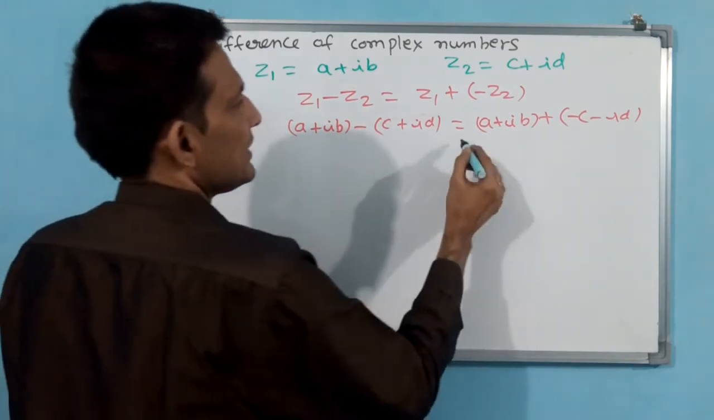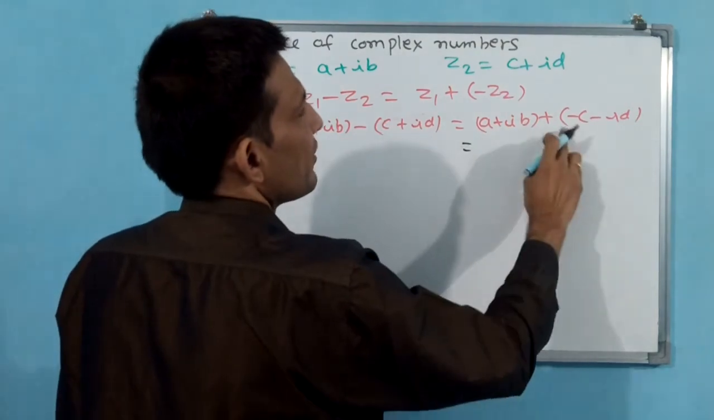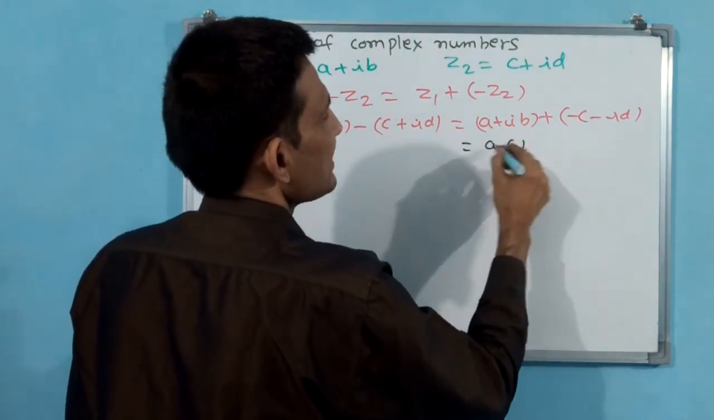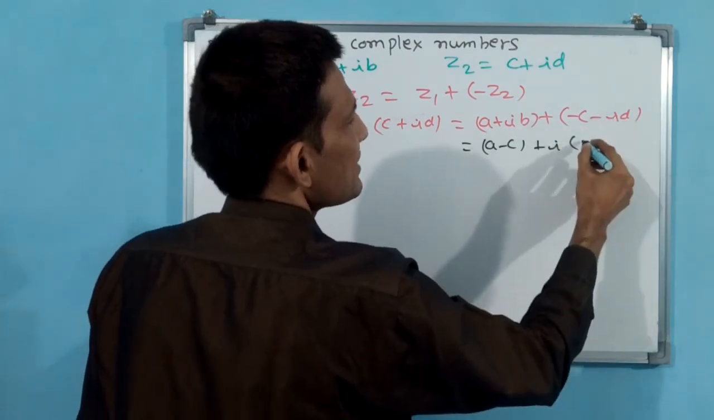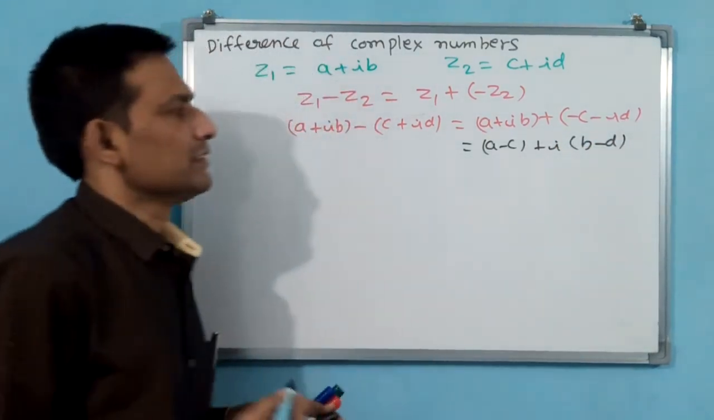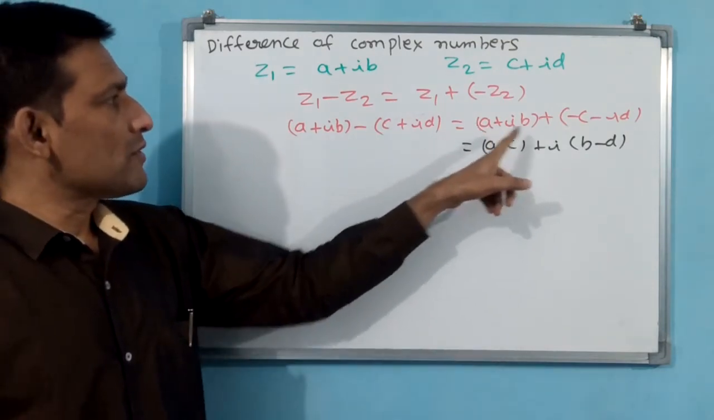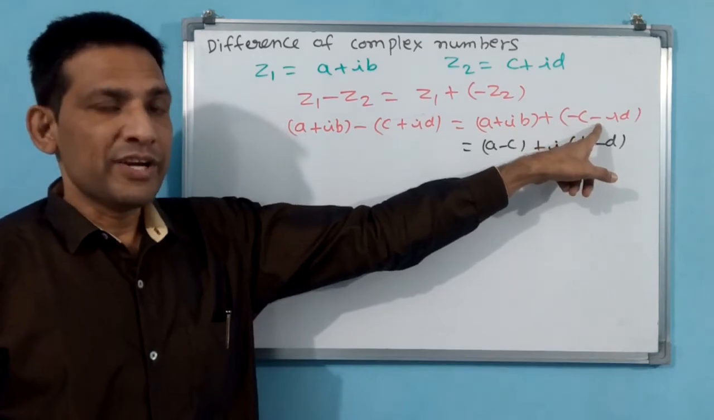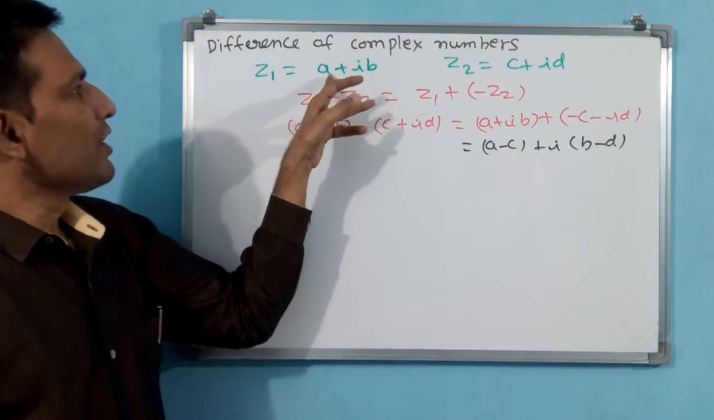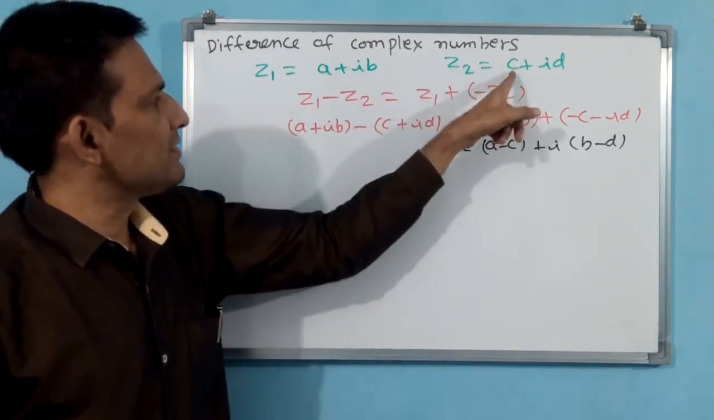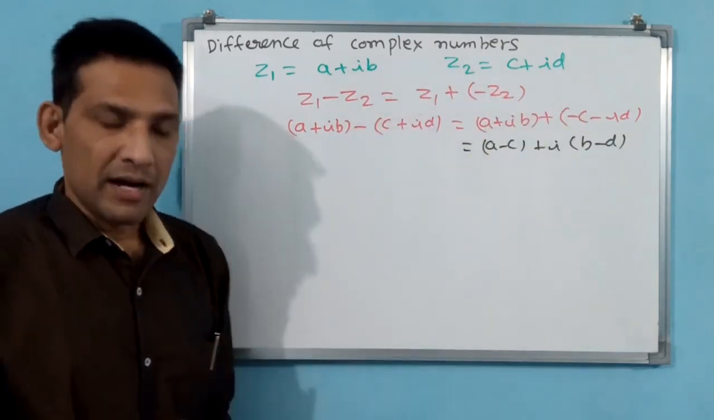Afterwards you add simply. Why? Because we know addition only. A plus minus C means A minus C, plus I, B plus minus D means B minus D. You understand? Even if you don't convert to a negative number or additive inverse, you can directly do Z1 minus Z2: A minus C plus I, B minus D.